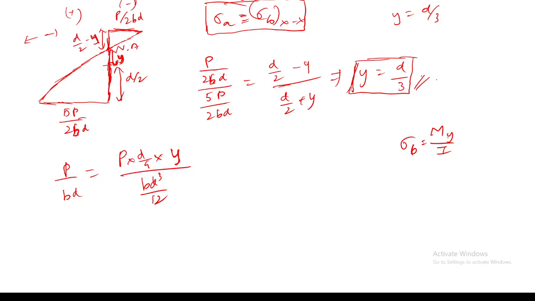And why am I doing it like this? Because I am finding the bending stress value at a distance of y from the central axis. This is the central axis, and at a distance of y, I am calculating the bending stress value. I don't know what the value of y is, but at this y, the stress value is equal to sigma a. So that is the concept of this.